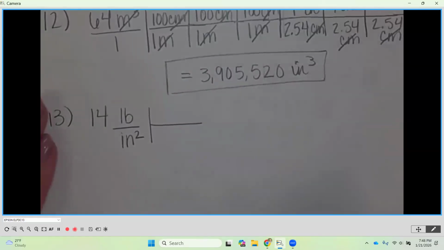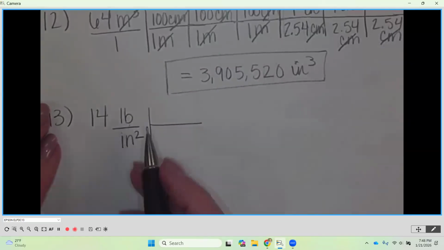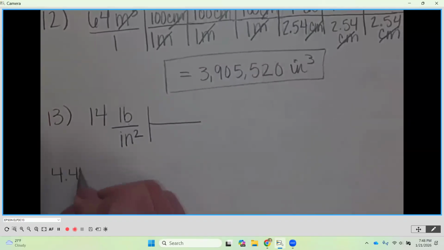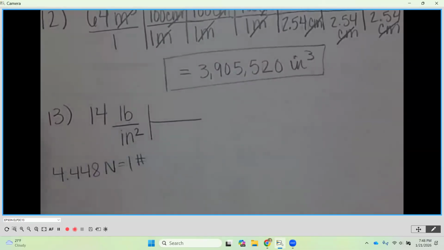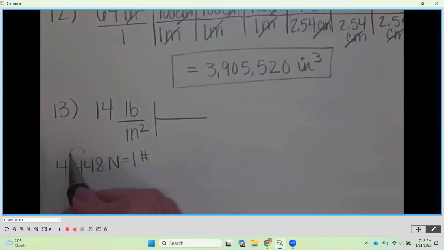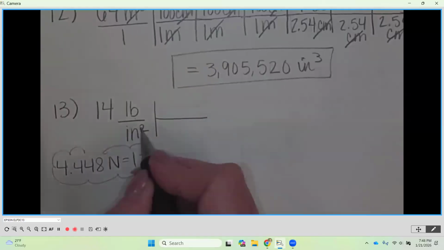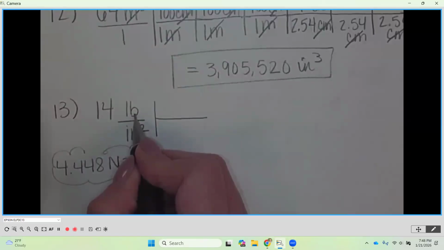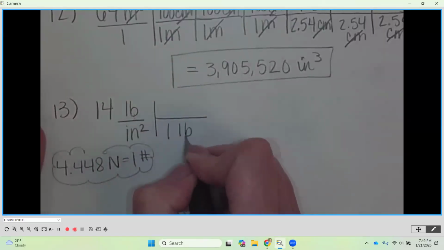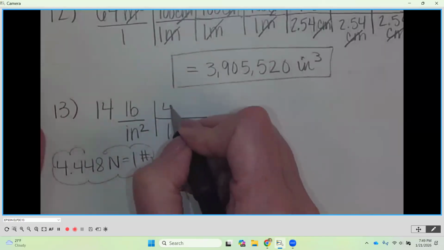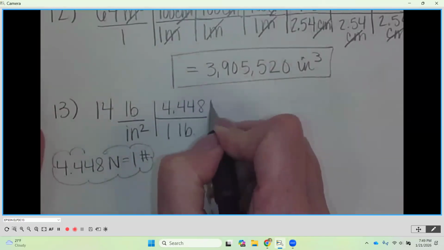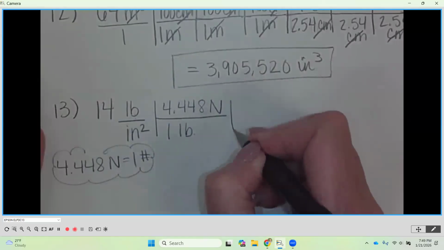I want to make sure you guys know how to look it up. So that's what we're going to do. So we know the number now, right? We know that there are 4.448 newtons equals 1 pound. That's my conversion. So pounds are on top here, right? That means that 1 pound is going to go on the bottom here, and on top is going to be 4.448 newtons, capital N.